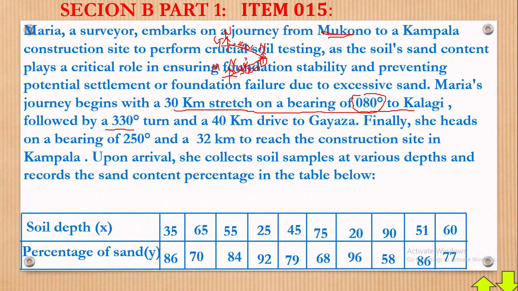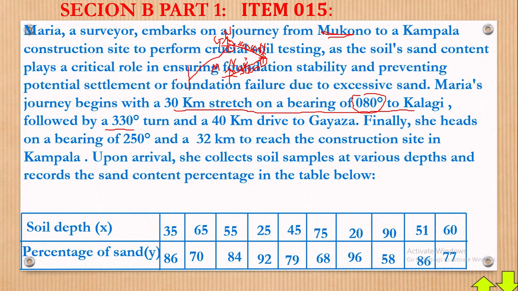We have 40 kilometers. I have 40 kilometers right there. I want us to get a sketch of this. Now we have ended at Gayaza. Finally, she heads on a bearing of 250 degrees. So when she's here again, she goes for 250 degrees. 250 degrees will be around there, and it will go like that.